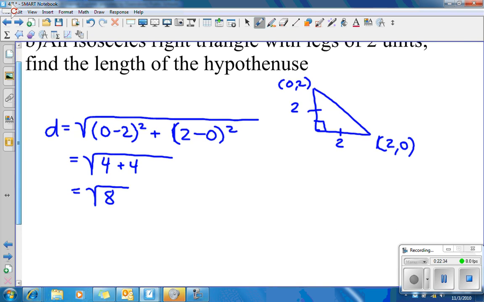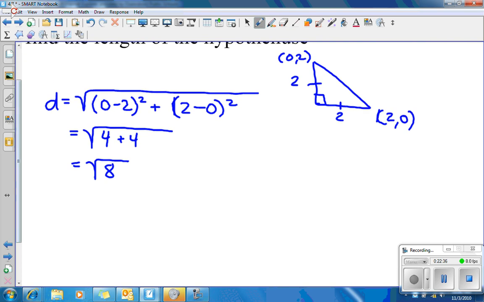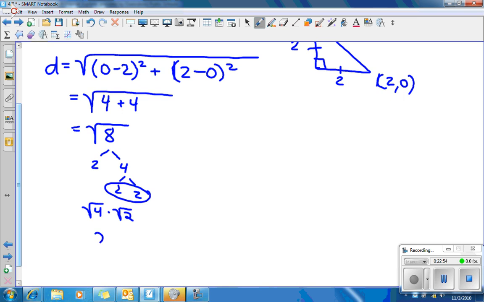So I wanted to simplify the square root because it didn't tell me to round it. Factors of 8 are what? 2 and 4. 4 is a perfect square, but if you didn't see it, 2 and 2. Group them together. 2 times 2 is, so you get the square root of 4 times what's left over, the square root of 2. What's the square root of 4? So your answer would be 2 square roots of 2. That's the same as the square root of 8. That would be your answer.